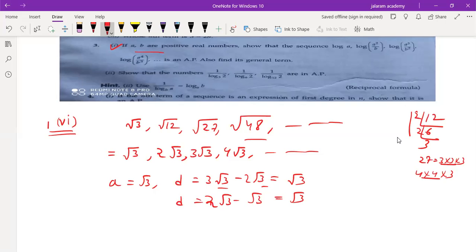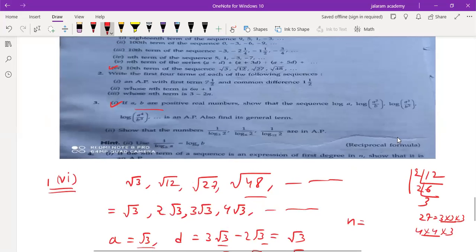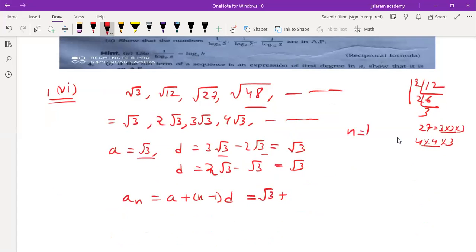And how to find the nth term of an AP? By using the formula A plus n minus 1 into D. A is root 3. We have to find the 10th term of this sequence, so n equals 10. So 10 minus 1 into the common difference, which is root 3. So root 3 plus 9 root 3 equals 10 root 3.